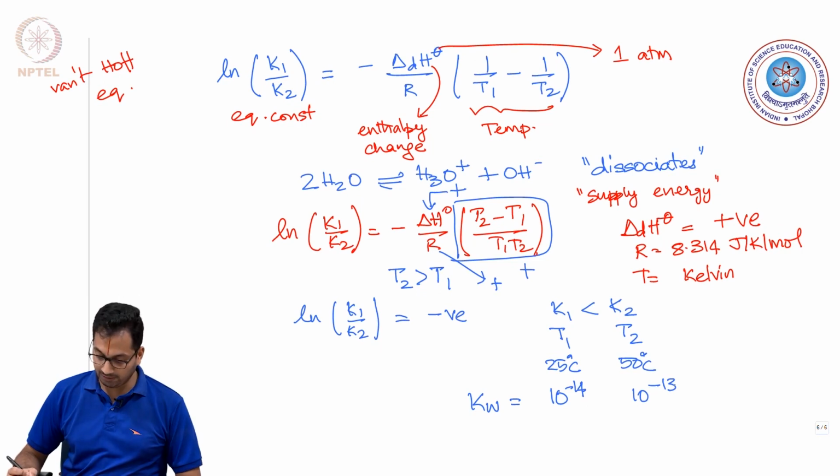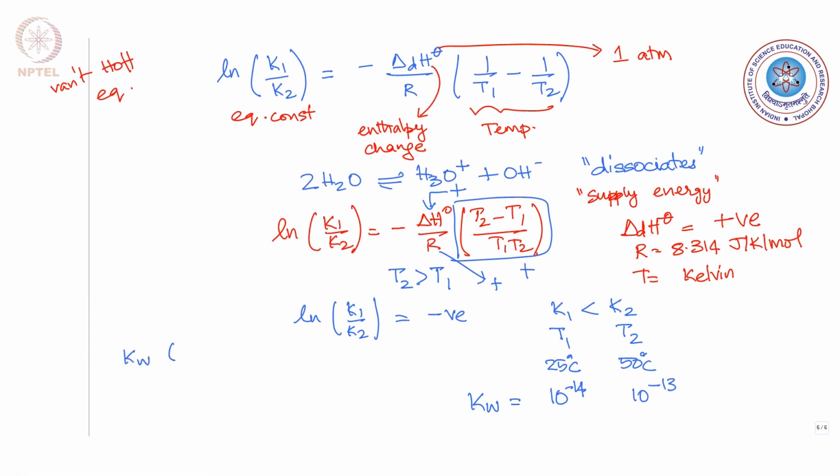So Kw at T2 would be, let's say, 10 power minus 13. This would result in the pH of water at neutral conditions being 6.5. So this indicates that the neutral pH reference changes as a function of temperature. Basically, the amounts of hydronium ions and hydroxide ions also change as you change temperature. So that is the important lesson that you learn out of this exercise.